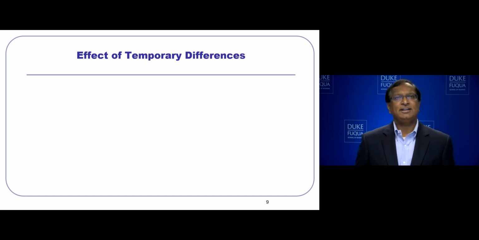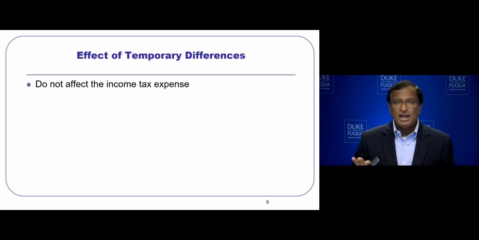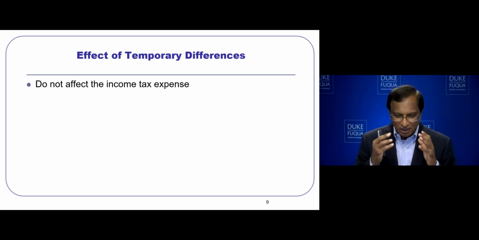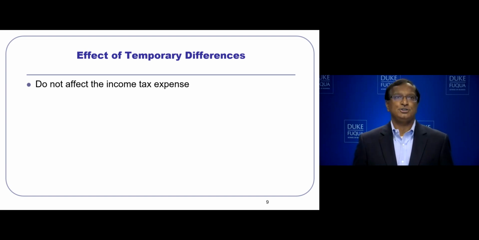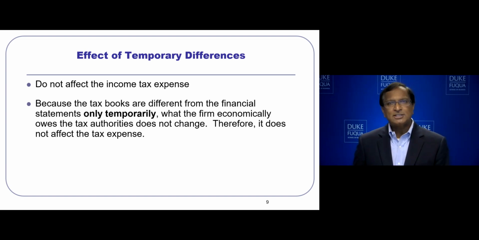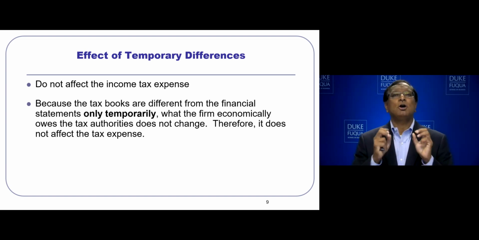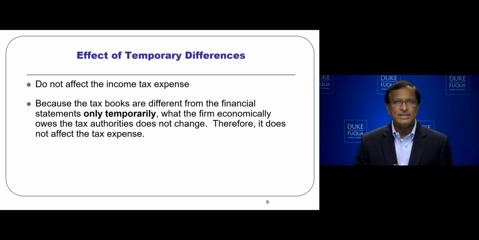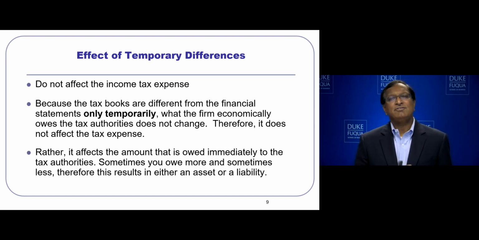Now let's talk about the effect of temporary differences. They do not affect the income tax expense because what is economically owed is not going to change, because the tax books are different from the financial statements only temporarily. That is the reason what the firm economically owes the tax authorities will not change. Therefore, it does not affect the income tax expense. Rather, it affects the amount that is owed immediately to the tax authorities.